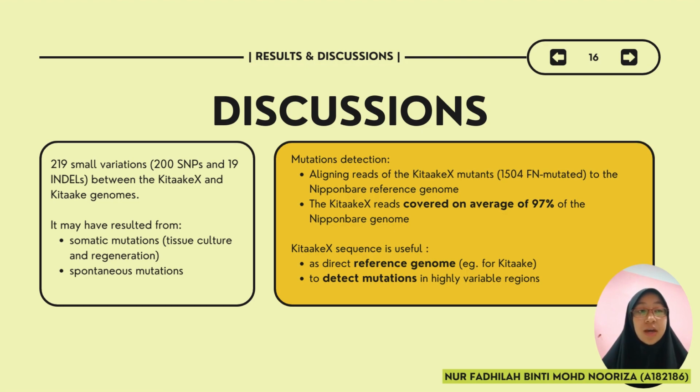reference genome, and it resulted that the KITAAKEX reads covered Nipponbare at quite high coverage, on average 97% of Nipponbare. This proves that the KITAAKEX sequence is useful as a direct reference genome. For example, it is used as a reference genome for KITAAKE because it has only small variations, which is only 219 SNPs and indels, and also to detect mutations.